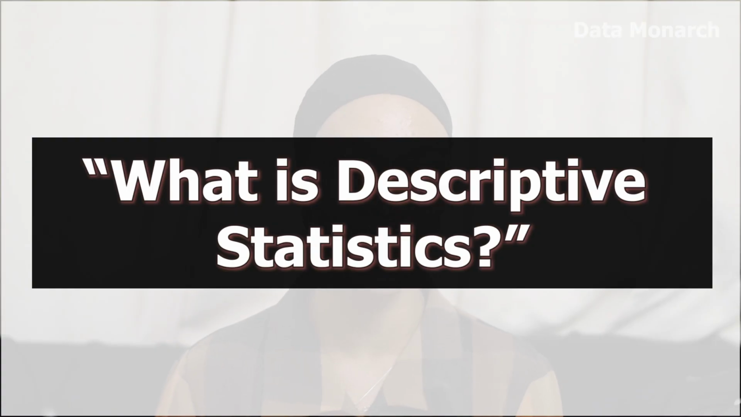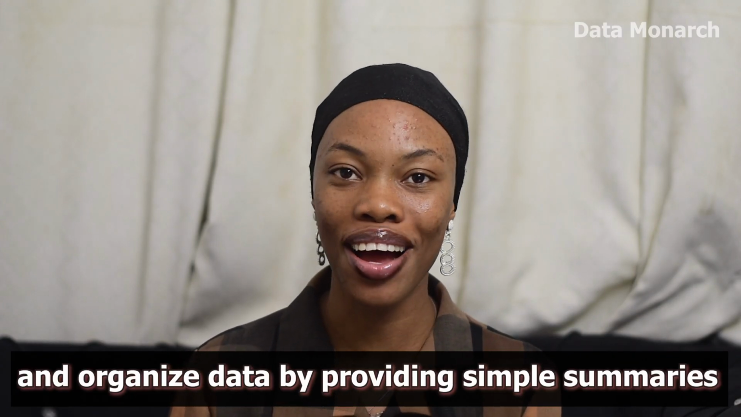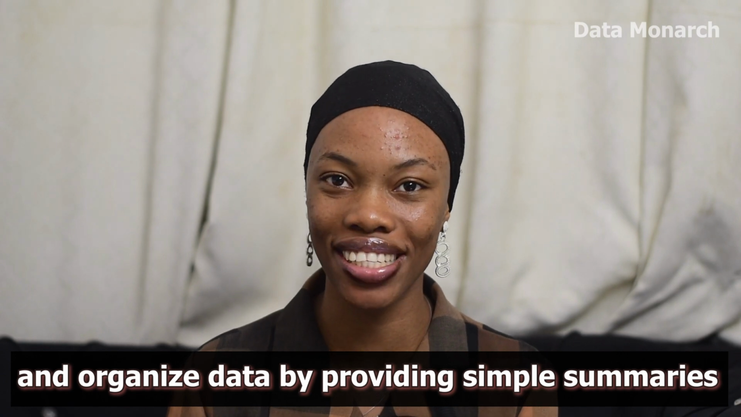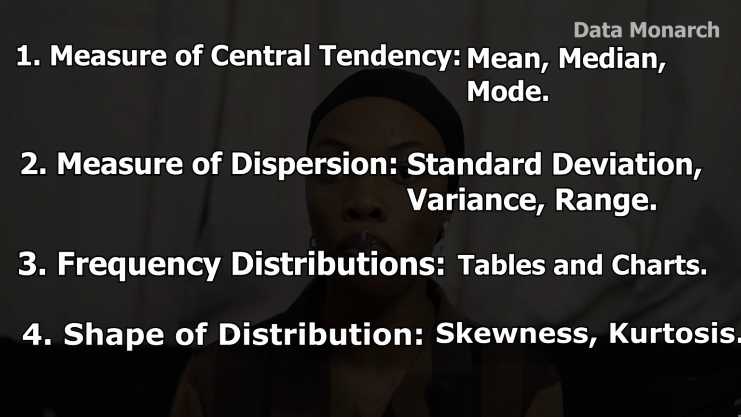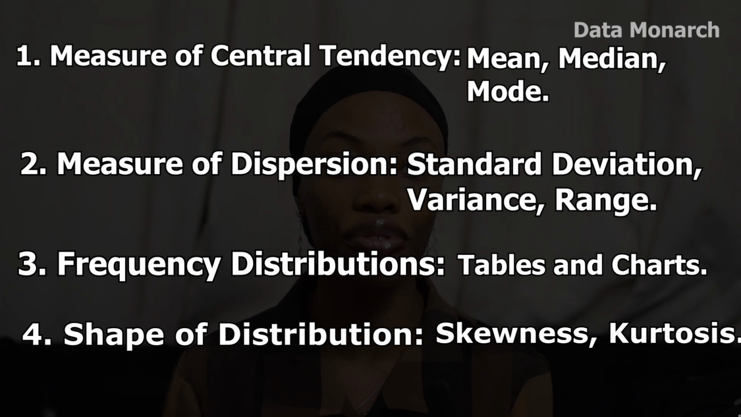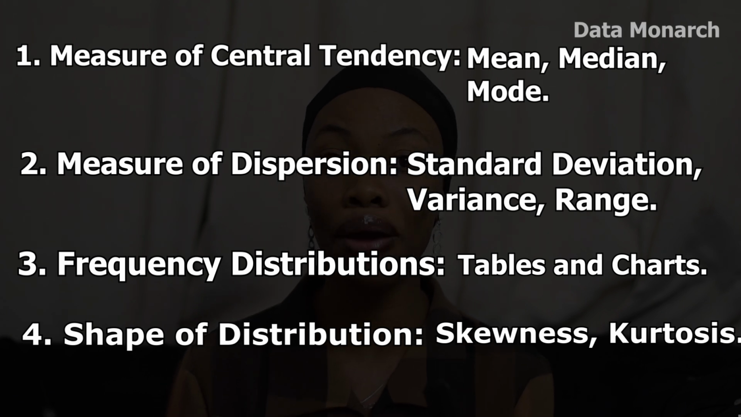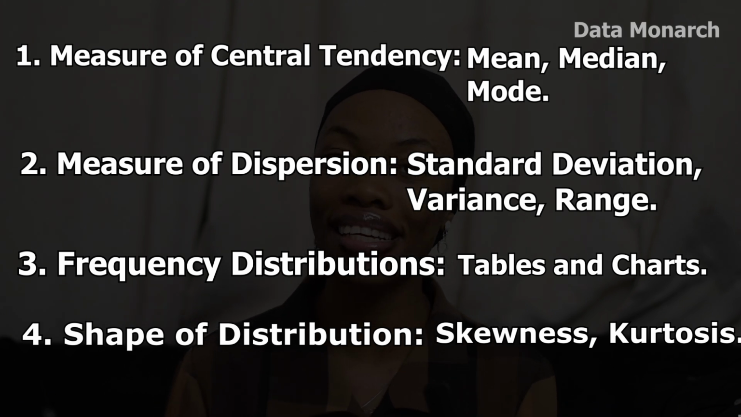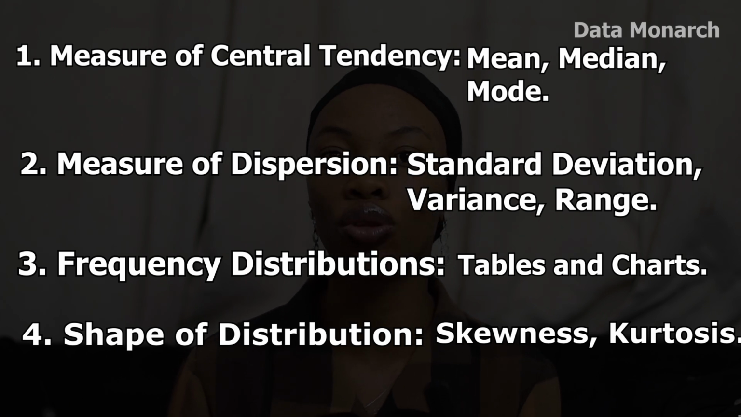Let's get started. Before we jump into SPSS, let's quickly understand what descriptive statistics is. Descriptive statistics help us to summarize and organize data by providing simple summaries. It includes measures of central tendency, where we have the mean, median, mode. We have the measures of dispersion, which include the standard deviation, variance, and range. Next, we have frequency distribution, which includes tables and charts. The last but not the least is shape of distribution, which includes skewness and kurtosis.